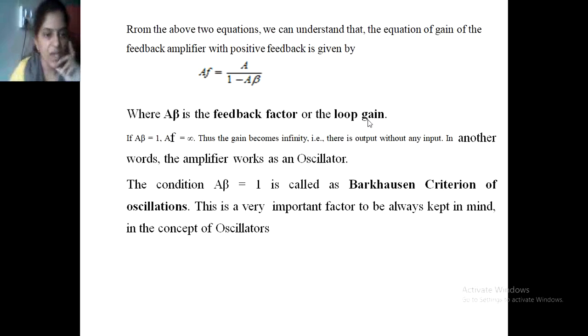If A beta is equal to 1, AF is infinity. Thus the gain becomes infinity, that is, there is an output without any input. In other words, the amplifier works as an oscillator.